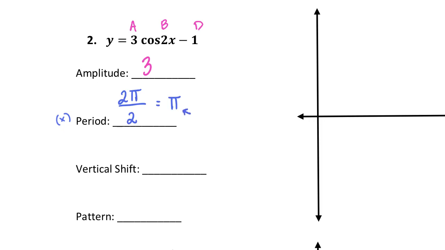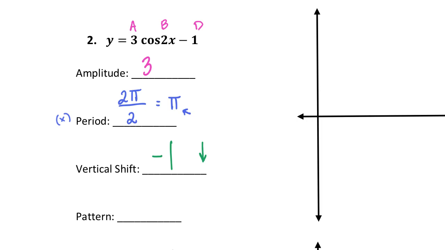What that means is instead of completing a full cycle in 2 pi radians, now it's getting scrunched up, and it only takes pi radians to complete the full cosine curve. The vertical shift is at the end. It is again -1, so that means we're taking our whole graph and shifting down 1, so our new center line will be down 1.